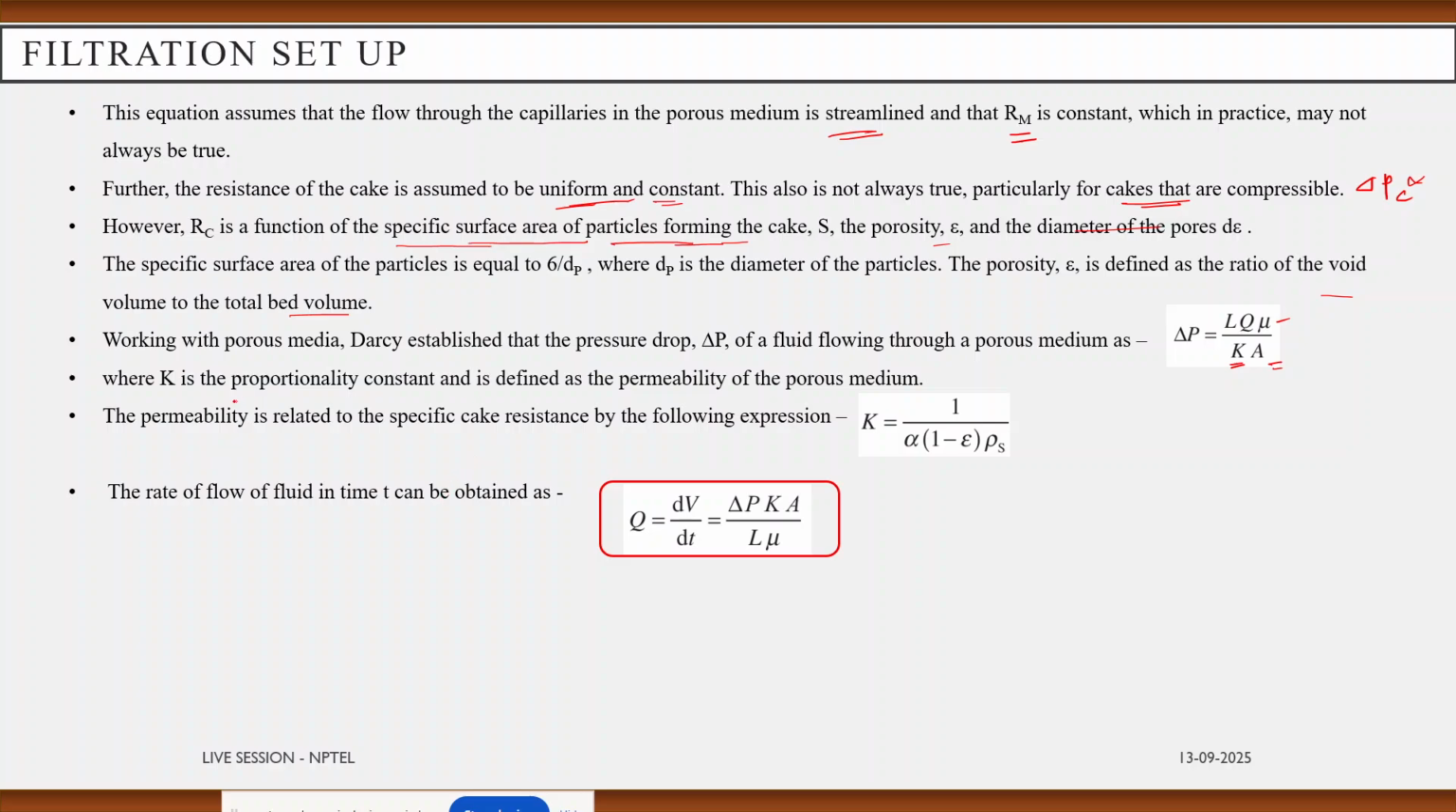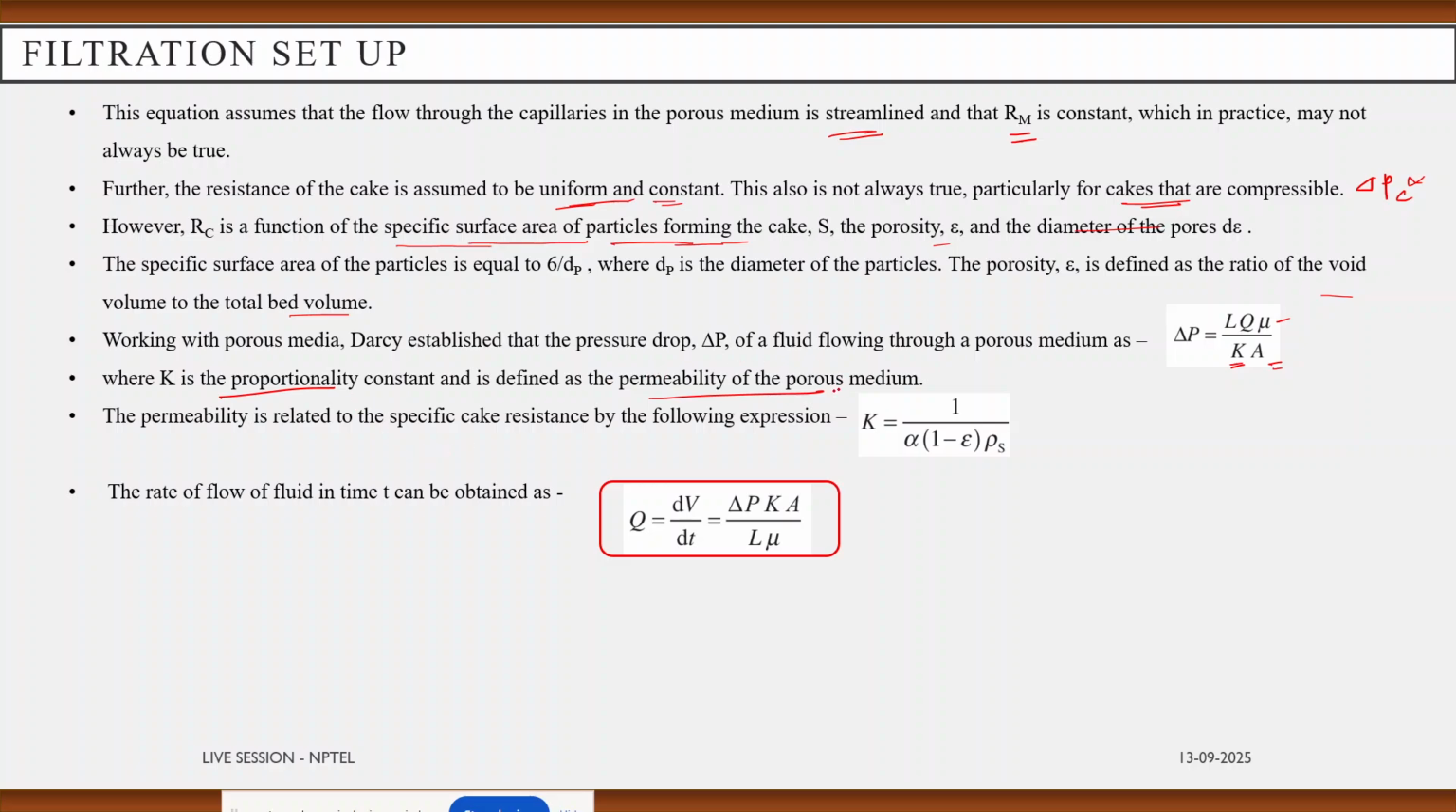So this permeability constant is defined as the permeability of the porous media, and this permeability is also related to specific cake resistance by this formula, where K equals 1 by alpha times (1 minus porosity) times the density of the spherical particles.